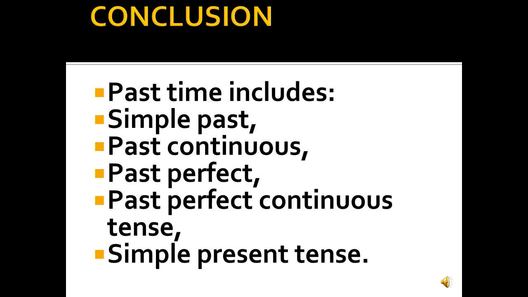In conclusion, what you have learned today is about past time, and the past time that you have learned about today includes the simple past tense, past continuous tense, past perfect tense, past perfect continuous tense, and lastly, the simple present tense, which we can use to express a past action. Remember, all these are not new to you because we did this in SS1. So in our next lesson, we're going to talk about future time. Good day.